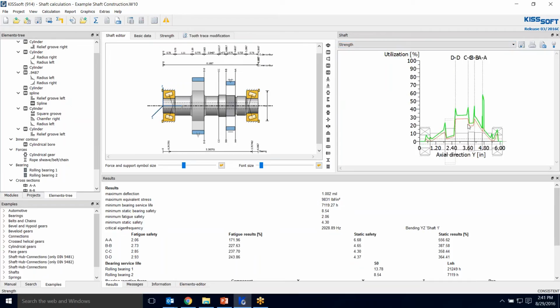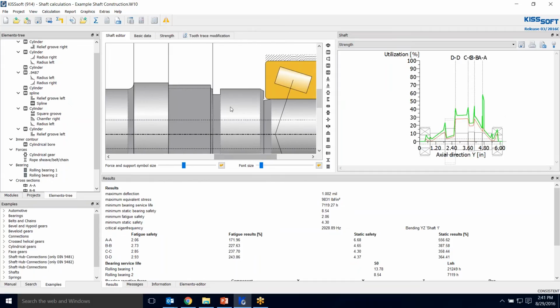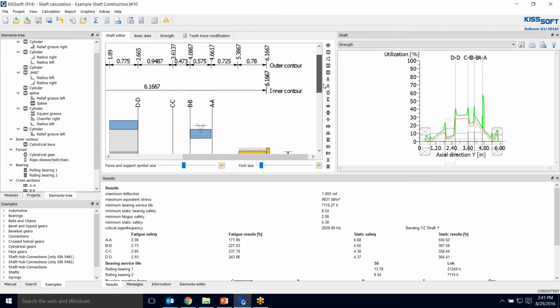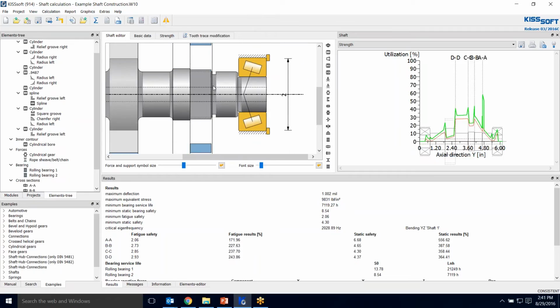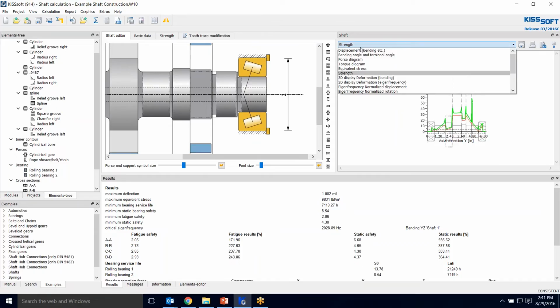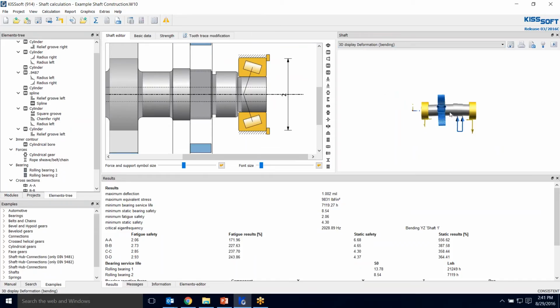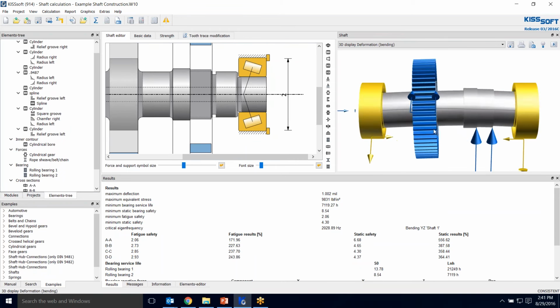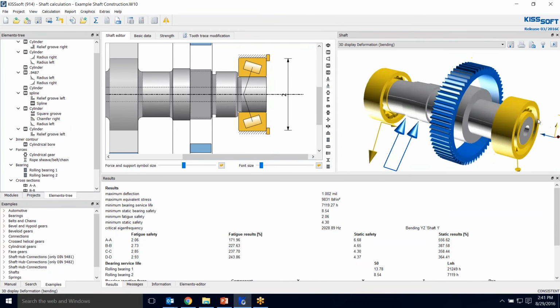I think strength is a real good one to look at because you can see the percent utilization of the strength of the shaft. Section AA, which go figure is right in this square groove, right? That's your high stress area. That's where, if you're going to have a fatigue failure, that's where it's going to be. And you can even see it down here. It's at 2.06. You can also look at 3D display of bending, right? You can kind of see how that chain is really tweaking on that shaft.